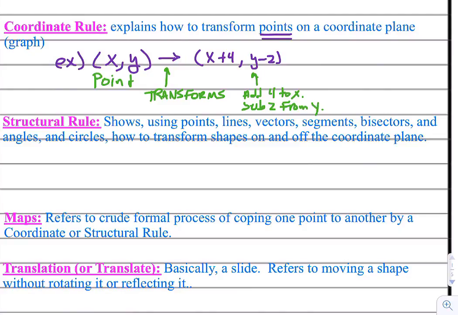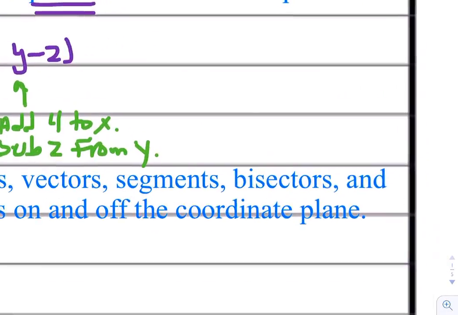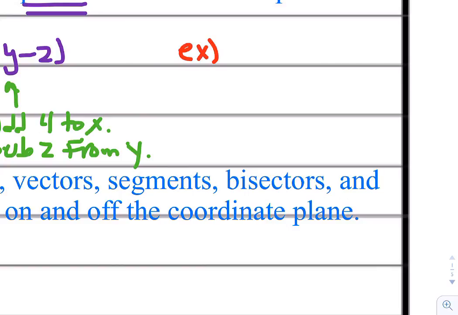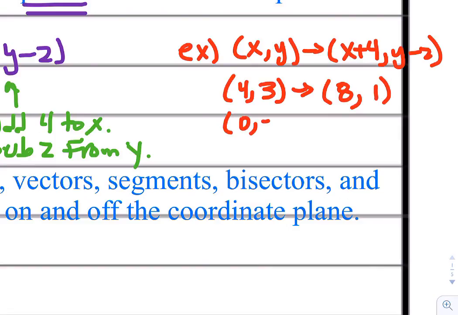Okay? So if we look at this kind of in action, if I had this rule, xy transforms into x plus 4, y minus 2, if I have like 4 comma 3, this will transform into 4 plus 4, which will be 8, and then 3 minus 2, which will be 1. If I had another point, let's say 0, negative 10, that'll be 0 plus 4, so that'd be 4, and negative 10 minus 2, which would be negative 12.